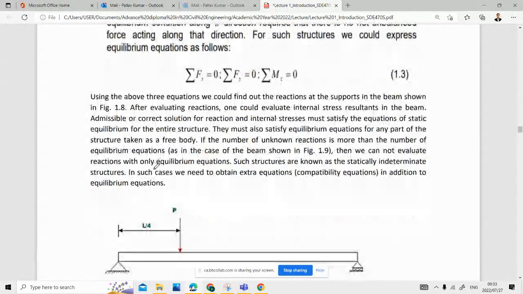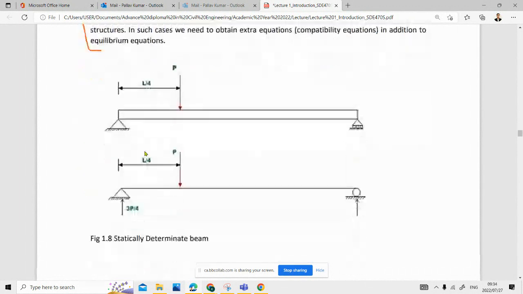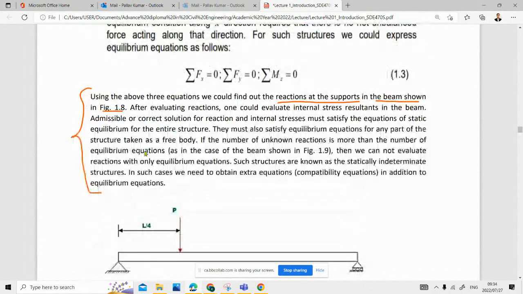Now here, this is quite interesting, and that is what we have to deal with. Using the 3 equations, we could find out the reactions at the supports in a beam shown in figure 1.8. This is your figure 1.8 at the bottom. And after evaluating the reactions, one could evaluate the internal stresses resulting in the beam. Definitely we will find bending moment, shear force, and other forces.